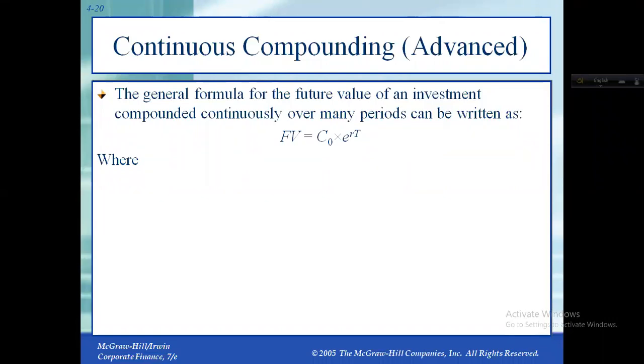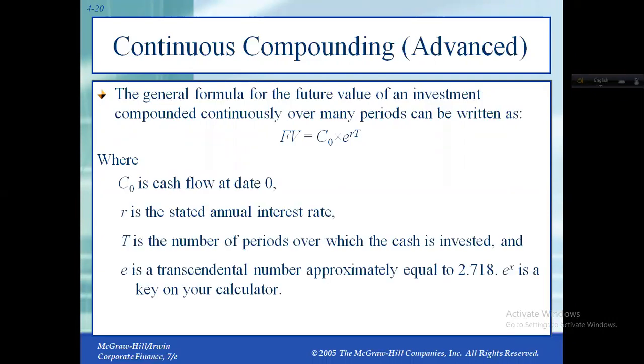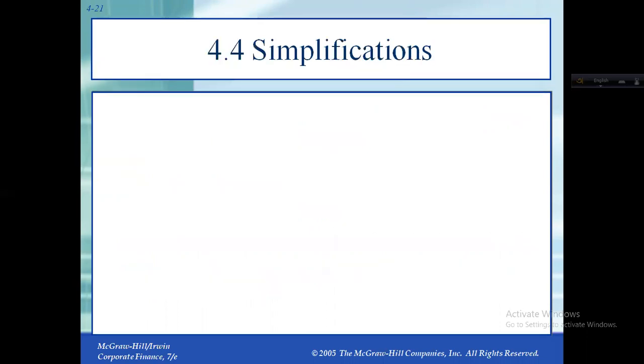So now we are going to continuous compounding. The future value of an investment compounded continuously over many periods, and the formula is changed. What is the formula? FV equals C0 times e to the power rT, where C0 is the cash flow at date 0, r is the stated annual interest rate, and T is the number of periods. And e is a constant, equal to 2.718.